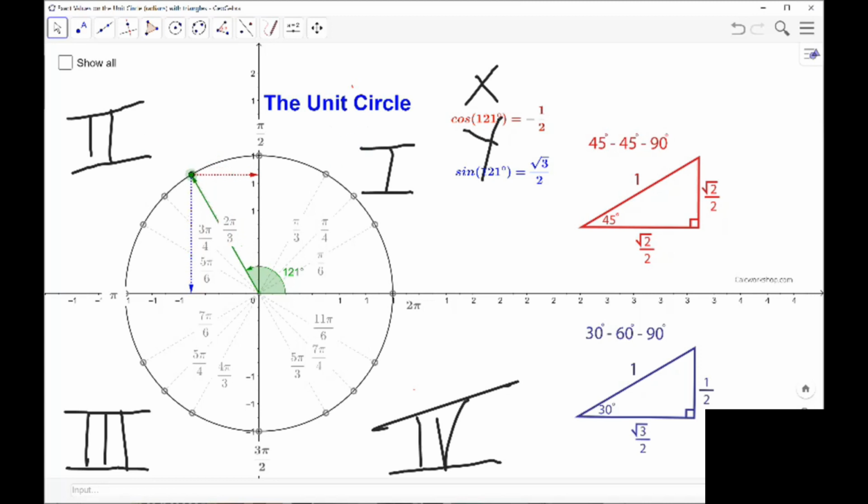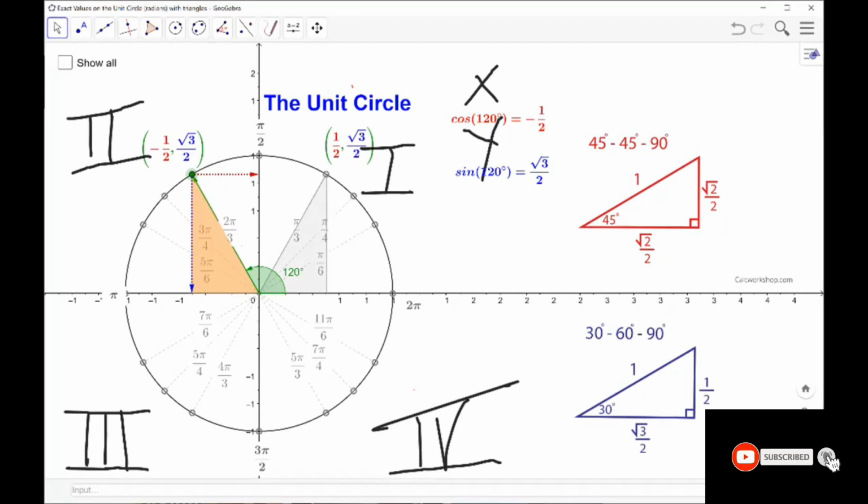Making our way to 120. And take note that that's almost exactly like the 60-degree angle, but the only difference would be the x coordinate's negative, the y coordinate's positive. So the cosine of 120 would be negative 1/2, and the sine of 120 would be square root of 3 over 2.